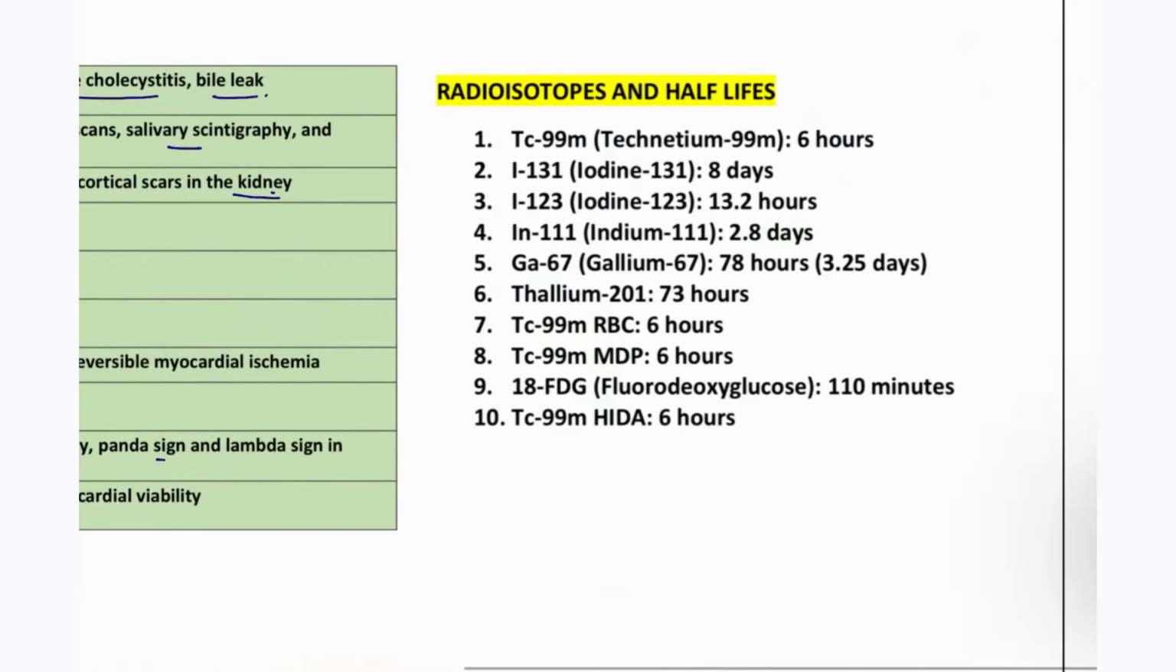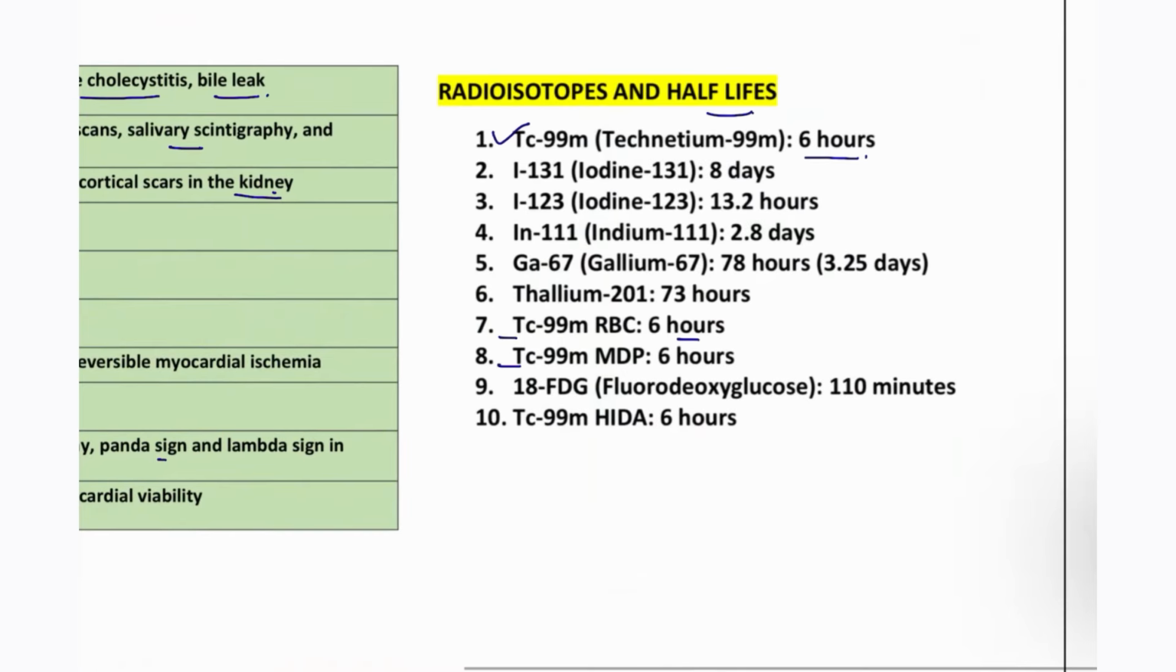Next, half-lives. Technetium 99 is always 6 hours. Next, 18 FDG is 110 to 120 minutes. HIDA scan is 6 hours, gallium is 78 hours, and the highest is iodine, which is 8 days.